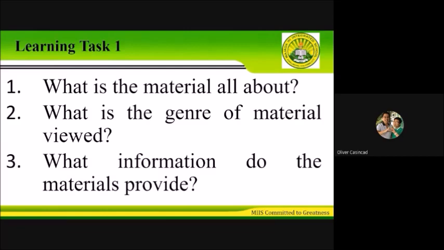Question number 3. What information do the materials provide? Of course, as previously discussed, video number 1 provides us information about life situation. It deals about struggles in life, the product of what has been done in the past. Like for example, what you are doing in the present will definitely affect your future. If in the future you would be rich, you would be known, then definitely that is the product of what you have done at present until you reach that status in the future. On the other hand, video number 2 talks about relationship, romantic relationship, the maturity of handling romantic relationship.